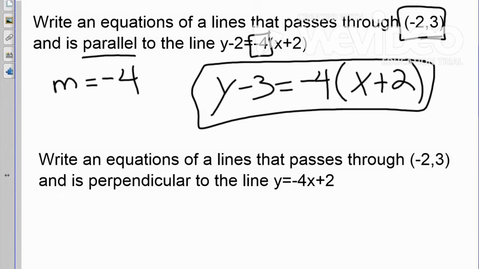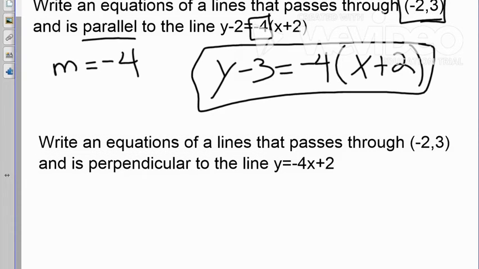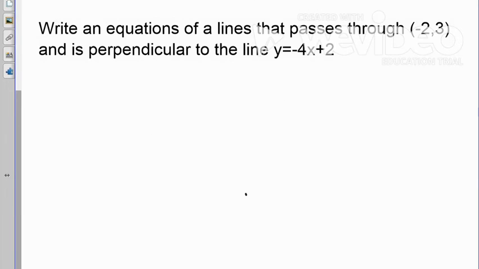It's a relatively straightforward question here when we're talking about writing equations. As long as you're using point slope form, it does go quite quick, okay? To move on here, write an equation of a line that passes through (-2, 3) that is perpendicular.